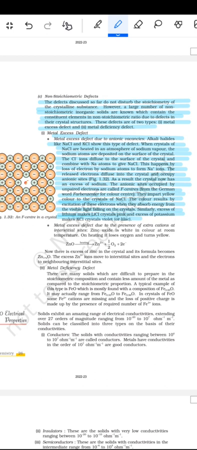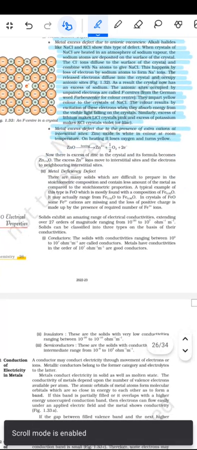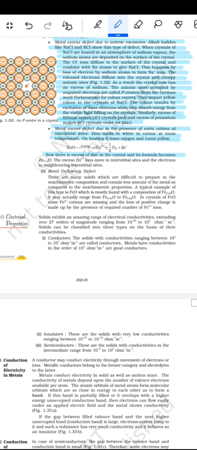अब बात करते हैं मेटल एक्सेस डिफेक्ट ड्यू टू द प्रेजेंस ऑफ द एक्स्ट्रा कैटायन एट द इंटरस्टिशियल साइट. तो इसमें डेंसिटी है जो बढ़ जाता है. जिंक ऑक्साइड इज वाइट इन कलर एट द रूम टेम्परेचर. ऑन हीटिंग इट लूजेज ऑक्सीजन एंड टर्न्स येलो. तो ZnO को अगर हीट करते हैं तो है जो Zn प्लस 2 और हाफ O2 प्लस 2 इलेक्ट्रॉन देता है. NCERT कहता है कि now there is excess of the zinc in the crystal and its formula becomes Zn1+xO. The excess Zn+2 ions move to the interstitial sites and the electrons to the neighboring interstitial sites.